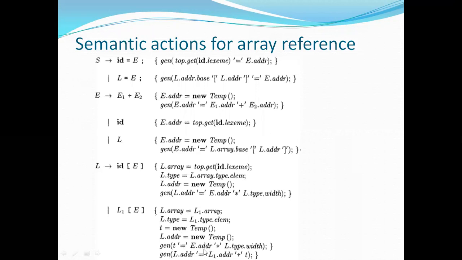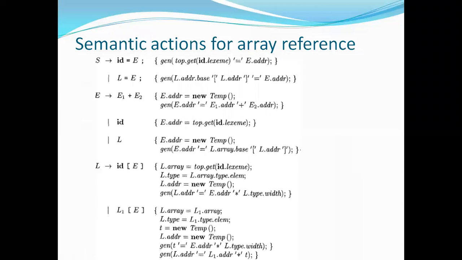computation between the E and the L.type.width. And after getting the value of this T, that is used for adding to the L1.address. Finally, I am generating L.address. And these are all the semantic translation schemas for array references.